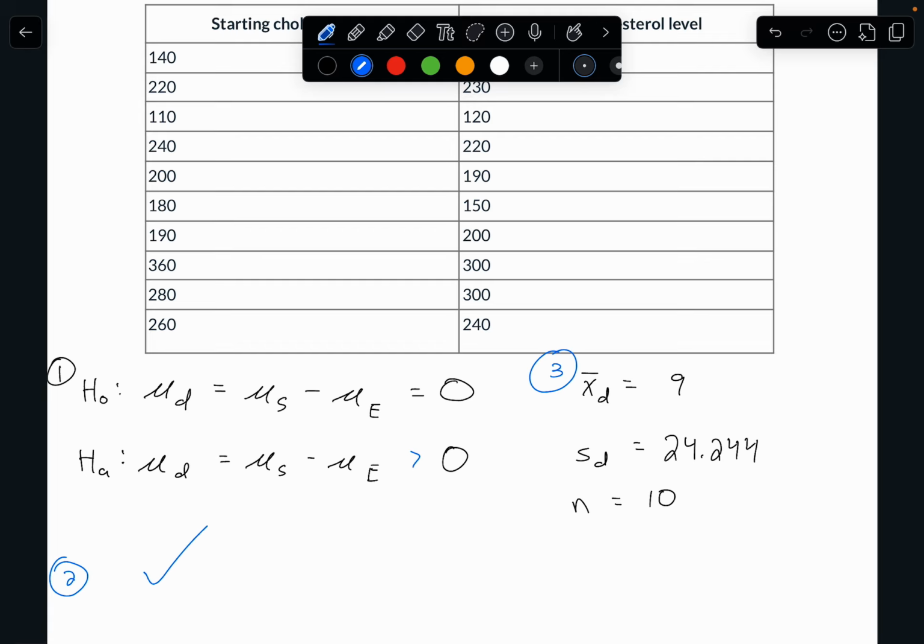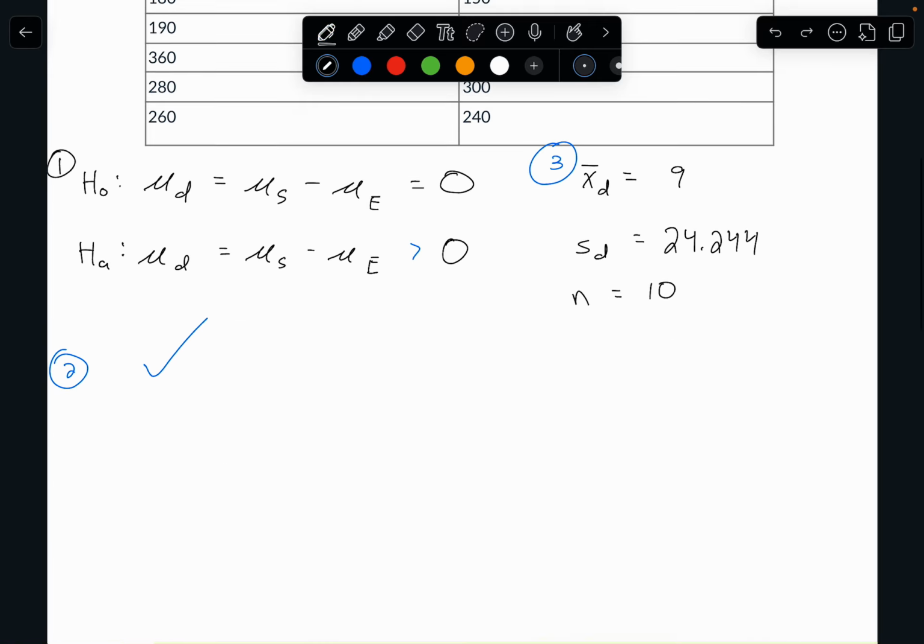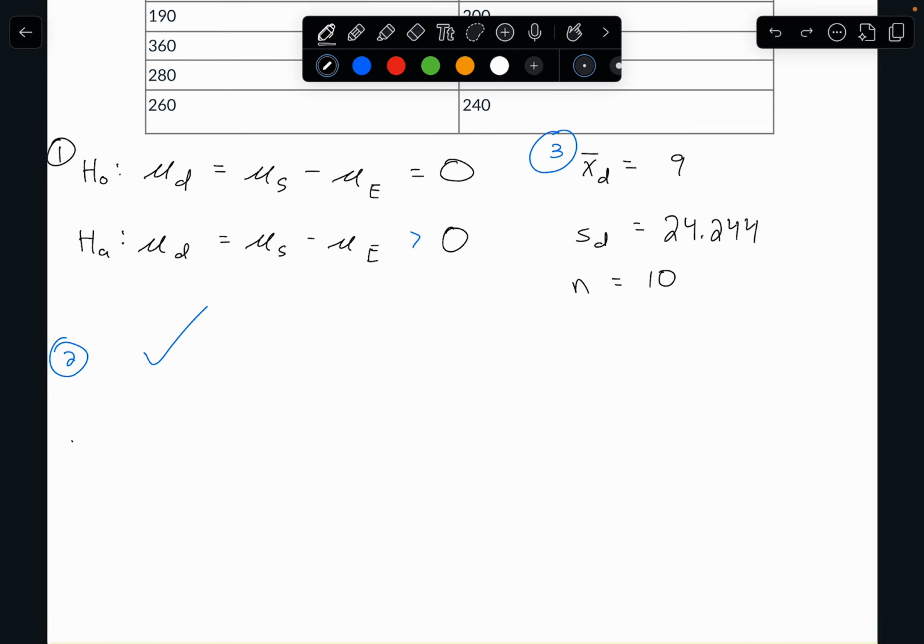So we need to know our X bar sub D, our S sub D, and then our sample size n. So at this point, we've got everything that we need to go and do our calculations. Let's jump into that process. Step 4 right here. We want to find our standard error first of all. So our standard error, remember, is the sample standard deviation of the differences divided by square root of n.